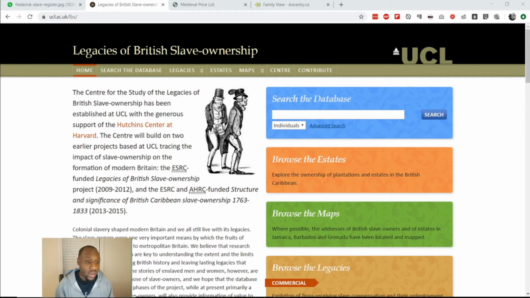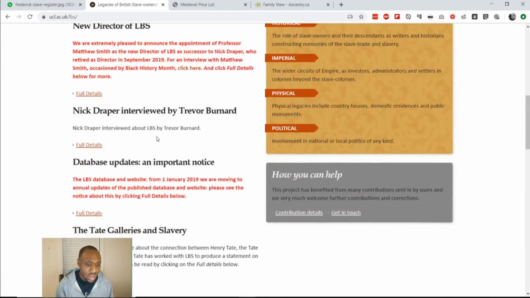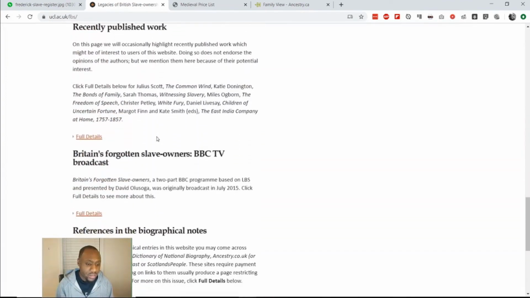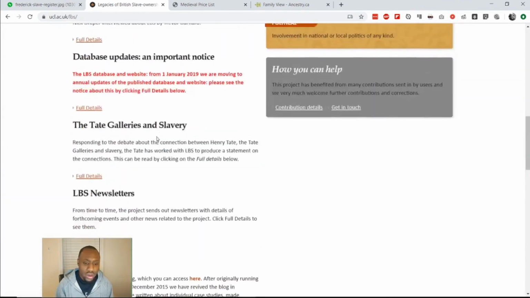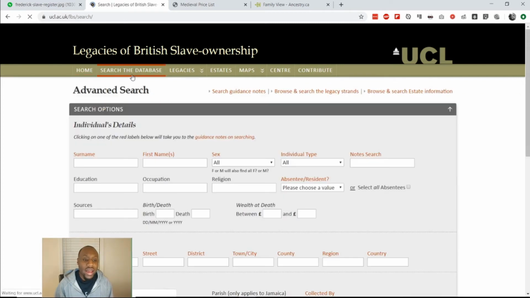Okay, so I went to the website. It's ucl.ac.uk.lbs. And you can read some more information about it here. There was actually a special that they did on PBS when this study first came out, and this website advertising it for people to look up information. When all of this just came out, a study was done about this whole process of reparations for slave owners. But I'm going to click on search the database.